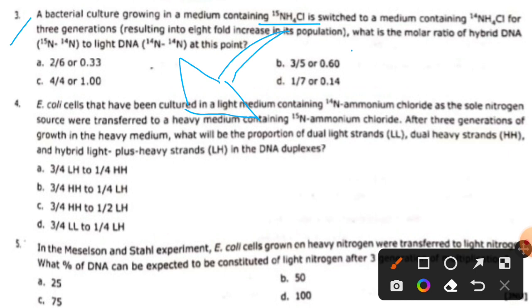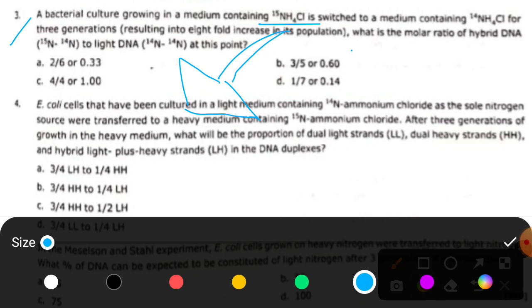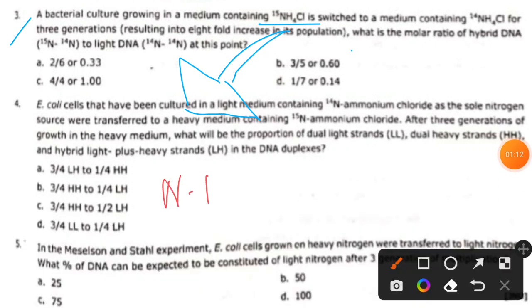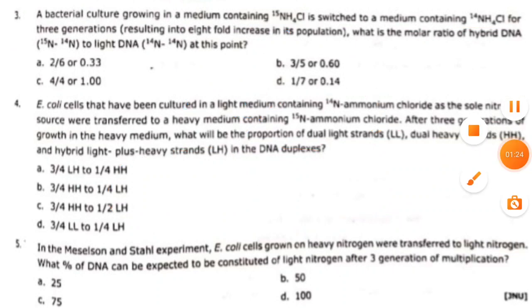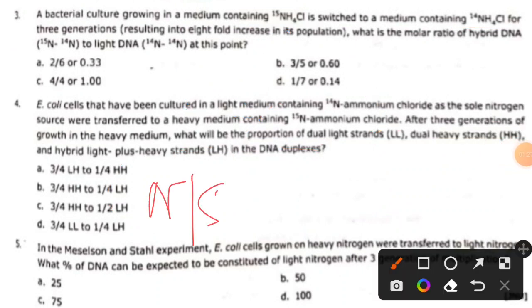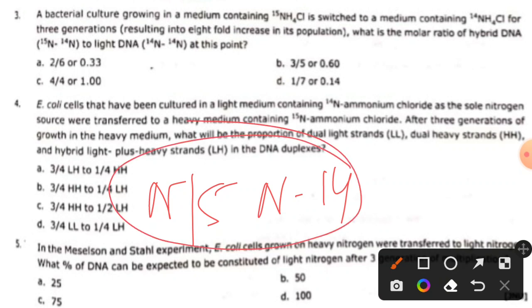So let's start to solve this question. What are they telling us? They are telling us that first they have grown the E. coli in 15NH4Cl medium. That means our DNA will be N15 N15 fast, right? Then we are going to transfer them to a 14NH4Cl containing medium, and as a result we will get two DNA molecules. Each of them will have one N15 strand and another N14 strand, right? We will get two DNA molecules having this kind of composition. So this is our first generation, right, guys?